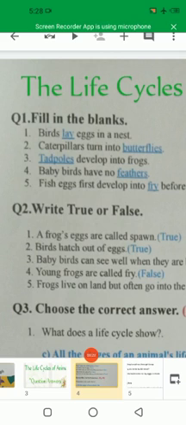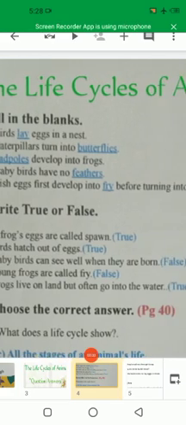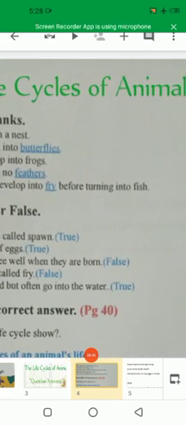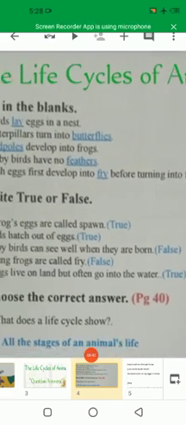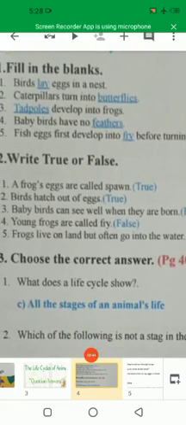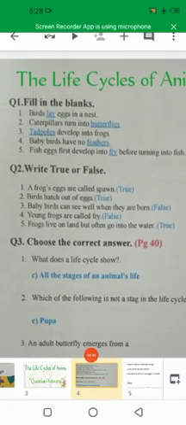Next, tadpoles develop into frogs. Next, baby birds have no feathers. Next is fish eggs first develop into fry before turning into fish. Now, next question is true and false.